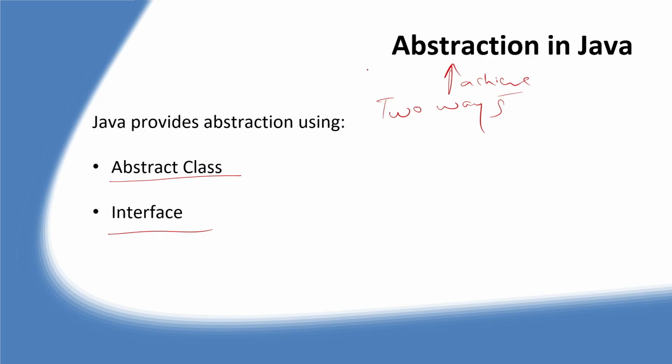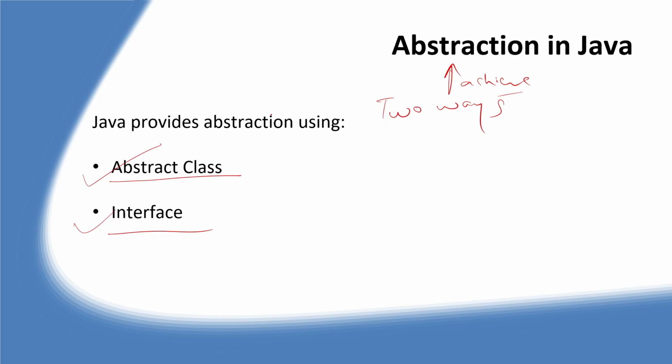So to achieve this abstraction, we have two ways. One is abstract class, and the other is interface. We will study both of these in detail in the upcoming videos. We'll see different examples and understand. But for now, we should understand what abstraction is and how it can be achieved. And without abstraction, what is the problem and how we are resolving those issues with the use of abstraction. These things we need to understand.